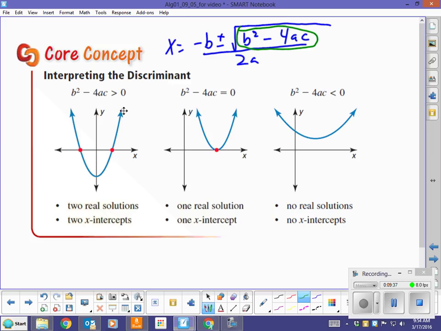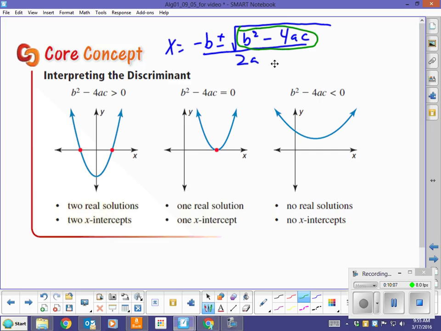If it's positive, we're going to have two square roots. We've already seen this when we were solving using square roots, taking the square root of both sides a couple lessons ago. If it's equal to 0, then we'll have one solution, because the vertex is going to be on the x-axis. And then if it's negative, there's no solution, because negative numbers don't have square roots.